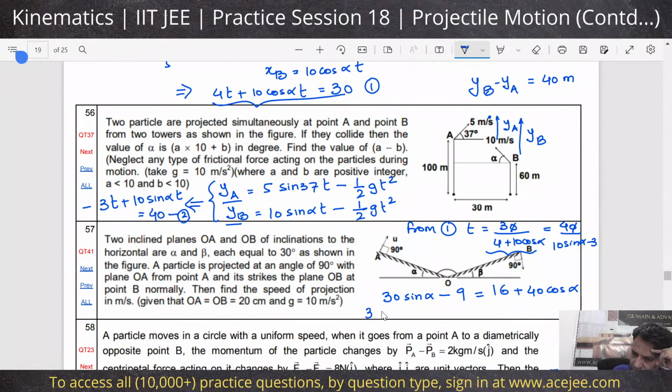So I'm going to say 3 sine alpha minus 4 cos alpha is equal to 9 plus 16, which is 25, divided by 10. That means 5 divided by 2. Okay? Yes, beta? Is that right? Yes, sir. Okay.